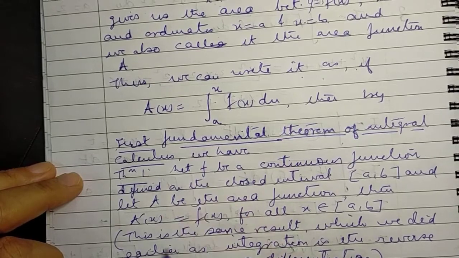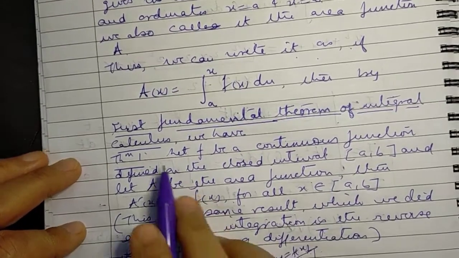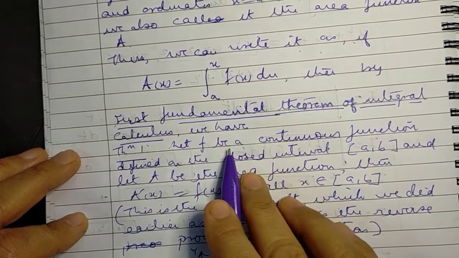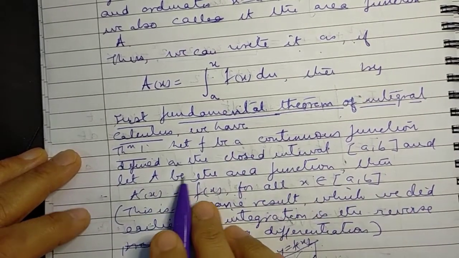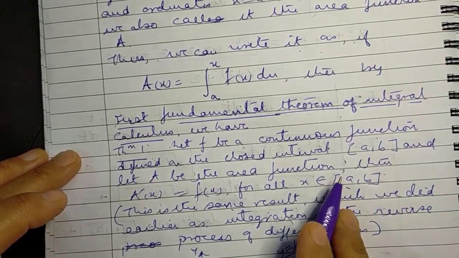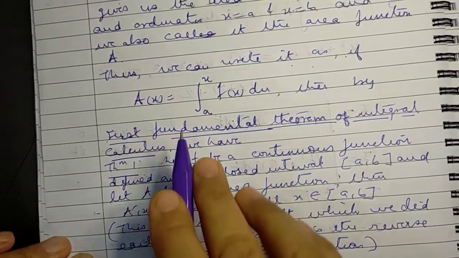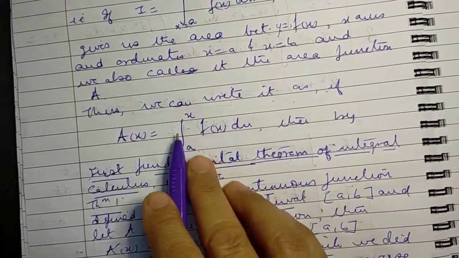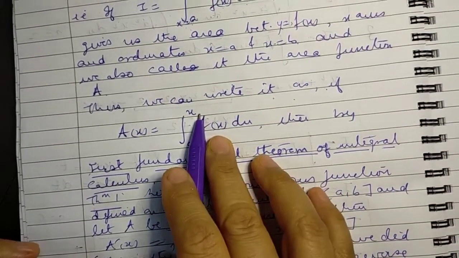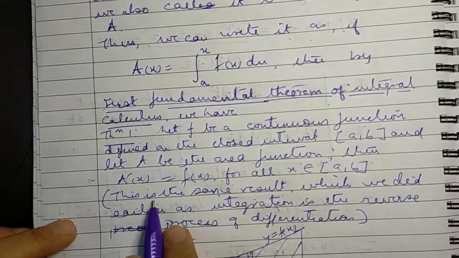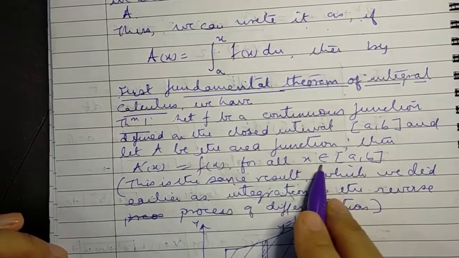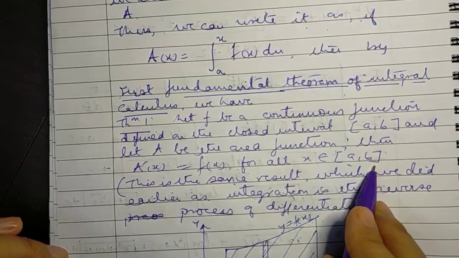The same thing can be written in terms of the area function: if f is a continuous function defined on the closed interval a to b and A is the area function, which can be written as the integral of f(x) dx from x equal to a to x equal to x, then A'(x) is equal to f(x) for all x lying in this interval.